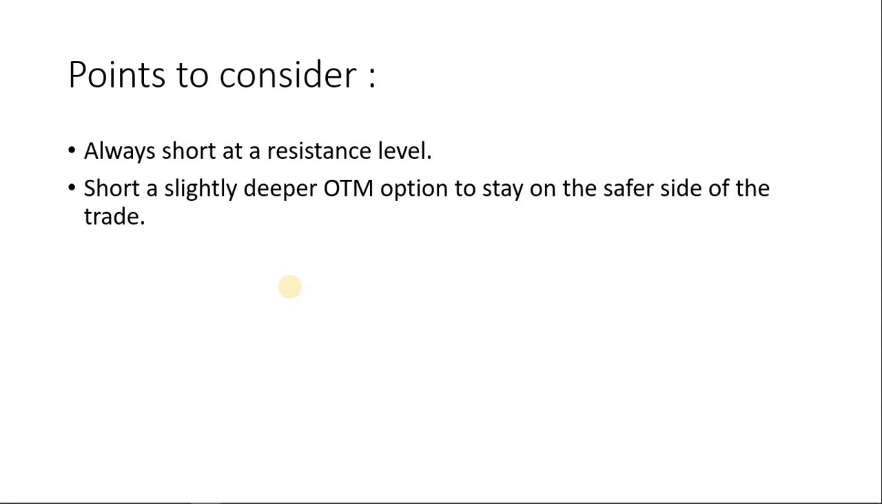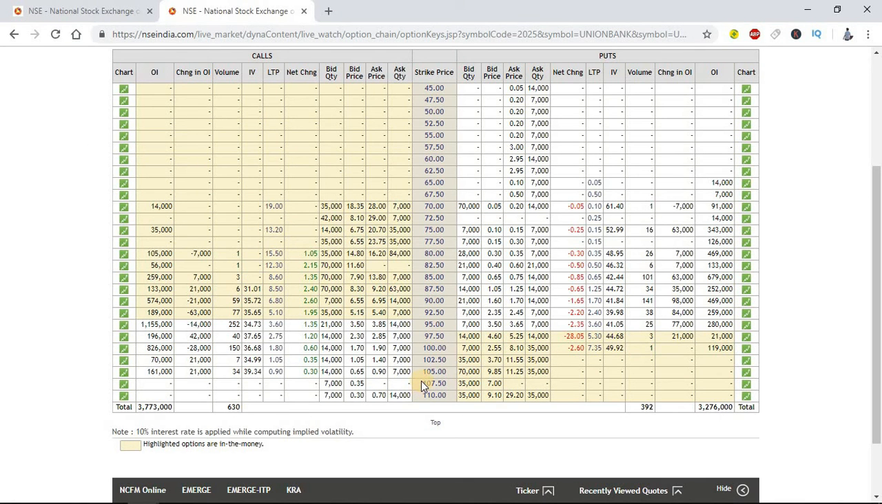Some points to consider to use this strategy are: always short at a resistance level. If you're shorting Union Bank at 102.5, then another confluence for this would be to make sure that there is a resistance level present around 100 levels, which will be an added advantage for you. And the second is, short a slightly deeper OTM option to stay on the safer side of the trade. So the deeper you go, that is, if you short 107.5 option instead of the 102.5 call option, then you will get a slightly lesser premium, but the trade will be a lot safer.